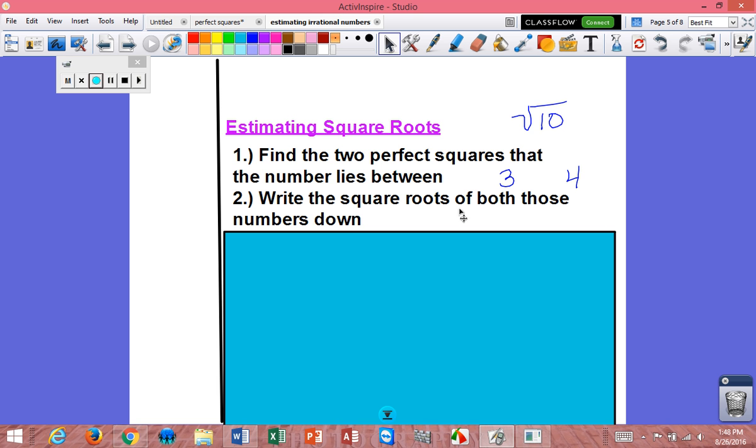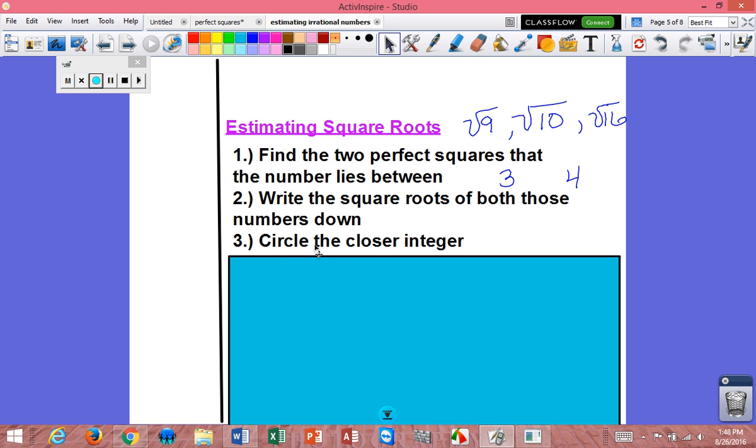And then we're going to write the square roots of both of those numbers. So I already did that, the 3 and the 4. And I'll put the square roots up here as well. All right, now we're going to circle the closer integer. Okay, now up here we see that 10 is closer to 9. So that means that this number is going to be closer to 3.